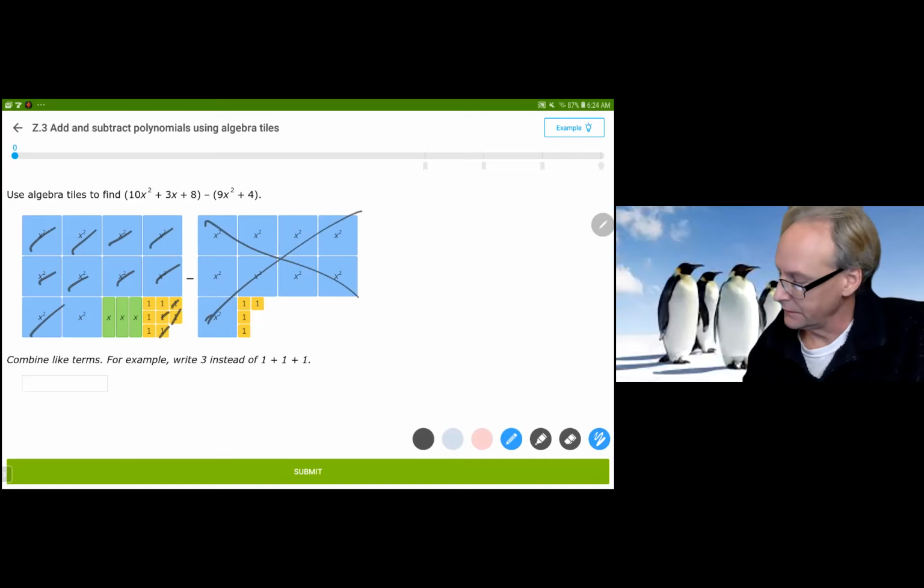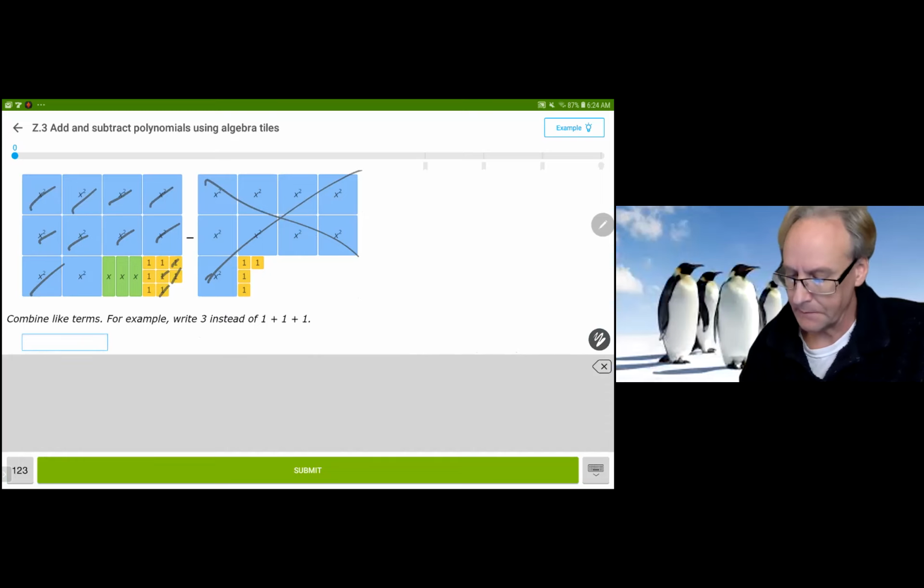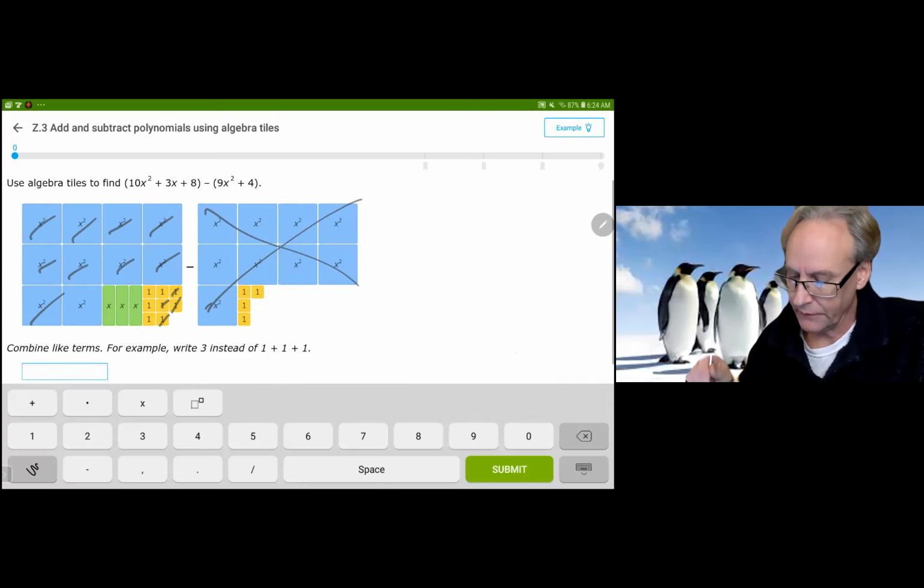Let me get rid of this dot right there. There we go. Okay, so we've got an x squared. We've got 3 x's. Oh, gotta go down to the level. There we go. Plus 3 x's, and then we've got 1, 2, 3, 4, plus 4. And that would be using algebra tiles. We're supposed to eliminate parts.